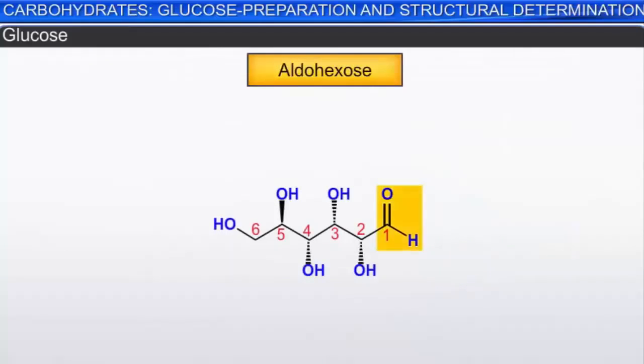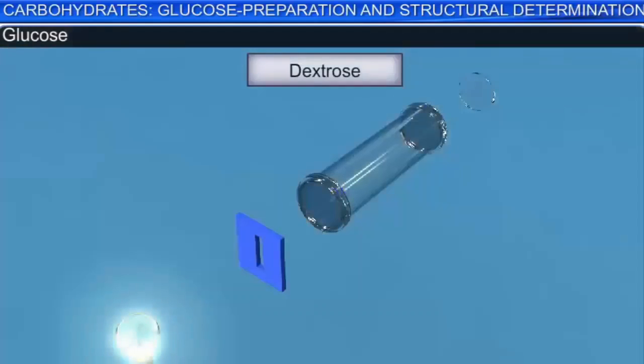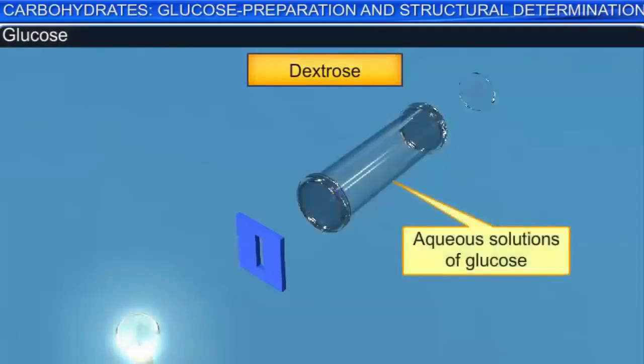Glucose is an aldohexose, which is probably the most abundant organic compound found on the earth. Glucose is also called dextrose because aqueous solutions of glucose are dextrorotatory in nature. That is, an aqueous solution of glucose rotates plane polarized light towards right.